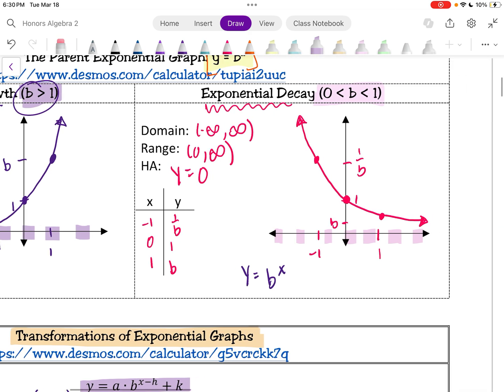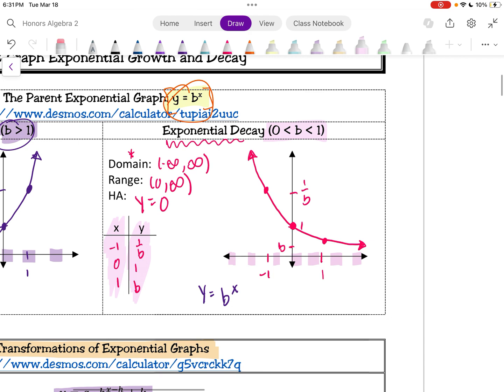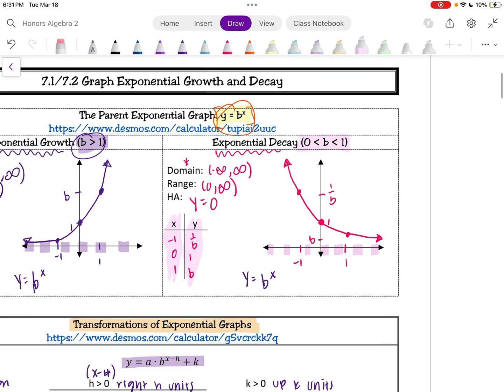Now, going back to this function y equals b to the x, if b is between 0 and 1, it is exponential decay. Your domain is negative infinity to infinity, and your range is 0 to infinity, with the asymptote still at y equals 0. You still have your x values be negative 1, 0, and 1, and your y values will be 1 over b, 1, and b. Okay, so that's the generic function of exponential growth and decay.